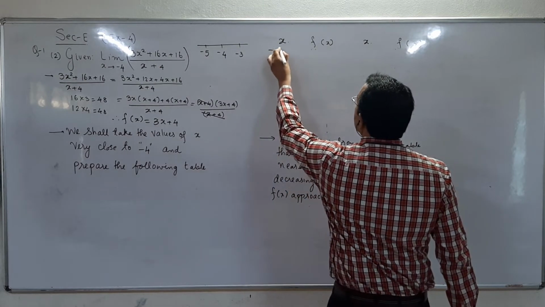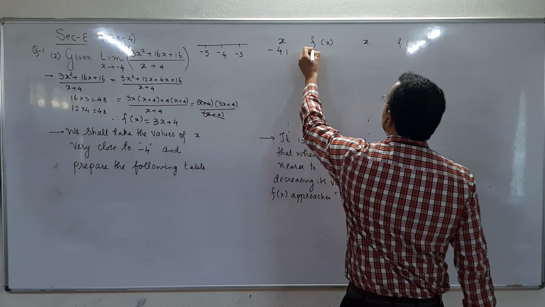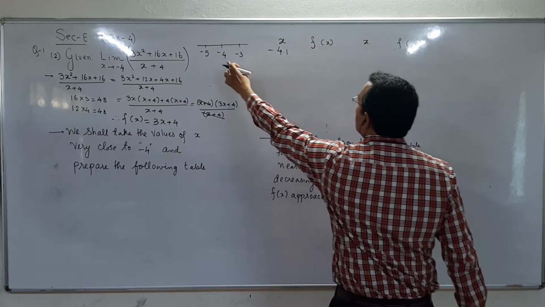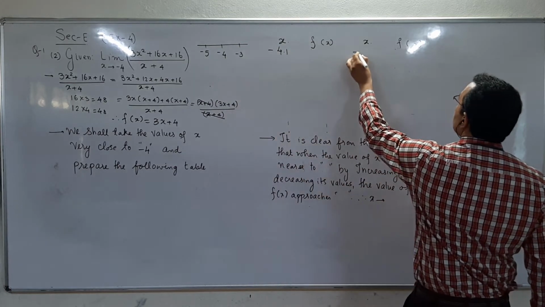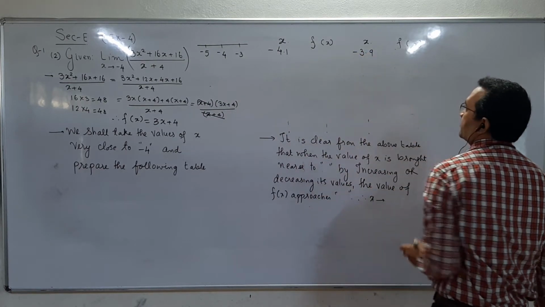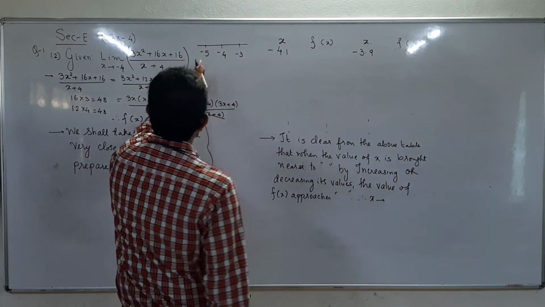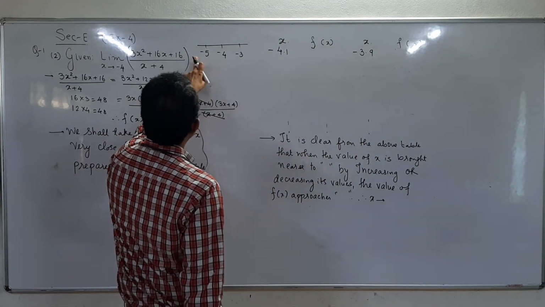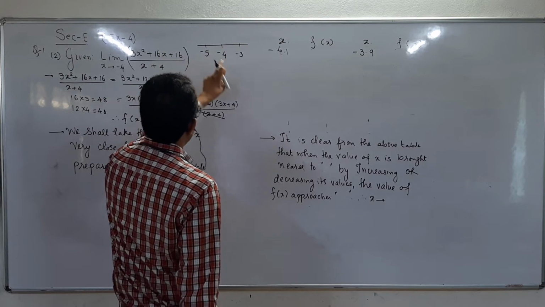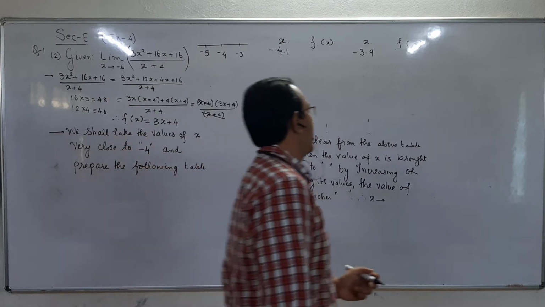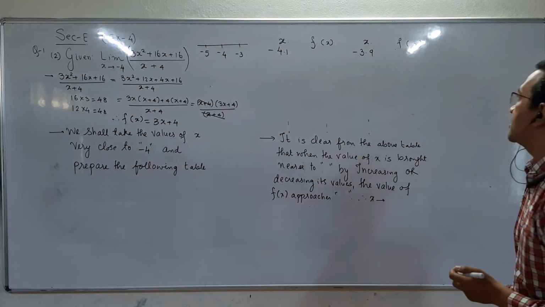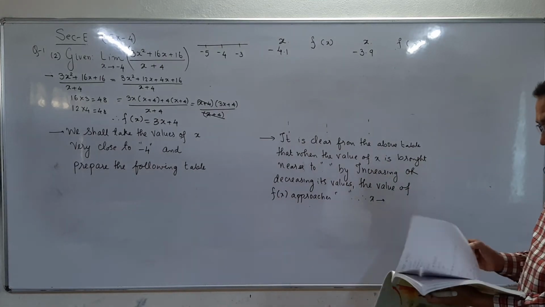And here, students, when I shift point 1 to the right, this will be -3.9. You have to be very, very careful. See, if it was -5, then to the left it is -5.1, and to the right it is -4.9. Like that, students. So we have to be very careful.